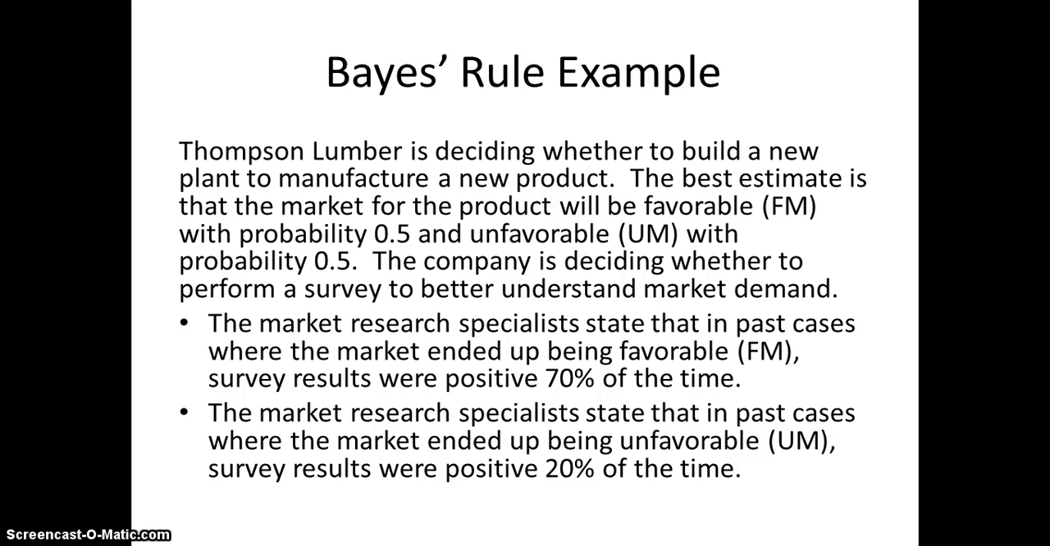This brief video will provide an example of using Bayes' rule to calculate revised probabilities. The example is based on page 87 to 89 in the textbook. The problem is that Thompson Lumber is deciding whether to build a new plant to manufacture a new product.